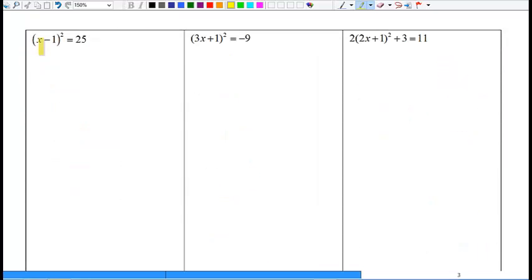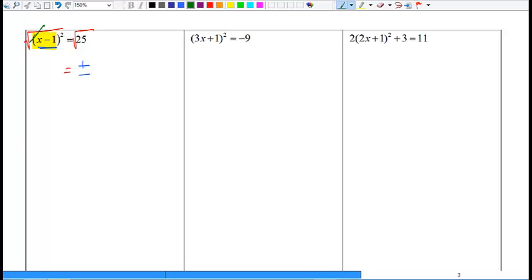Now on these problems, I have more of an expression instead of just x. So I have x minus 1 quantity squared equals 25. Step 1 says to put it in the form expression squared equals number. Well, this certainly is. The expression is the x minus 1 quantity squared equals 25. That's the number. So step 1 is actually already done for us. Step 2 says to take the square root of both sides. Step 3 says every time you take the square root of both sides, you have to put the plus or minus part.